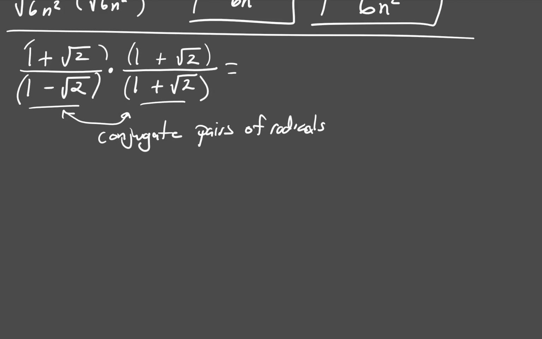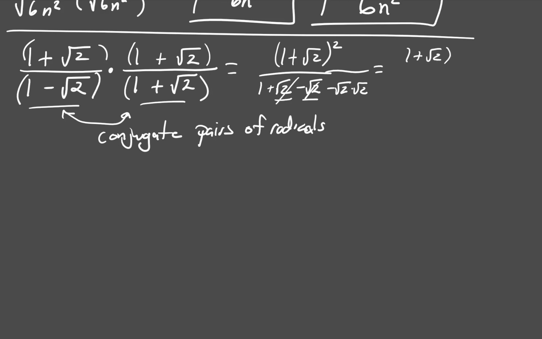If I FOIL out the top and FOIL out the bottom, I'm just going to write it as 1 plus the square root of 2 squared on top for now. But the bottom, I've got the FOIL: the first guys, 1, plus the outside guys, so plus the square root of 2, plus the inside guys, so that's a minus the square root of 2, and plus the last guys, so that's a minus the square root of 2 times the square root of 2. Because this is a difference of squares, the outside and the inside terms are going to cancel. I'm going to be left with 1 plus the square root of 2 squared divided by 1 minus 2, since the square root of 2 times the square root of 2 is 2. So this is equal to 1 plus the square root of 2 squared divided by minus 1.